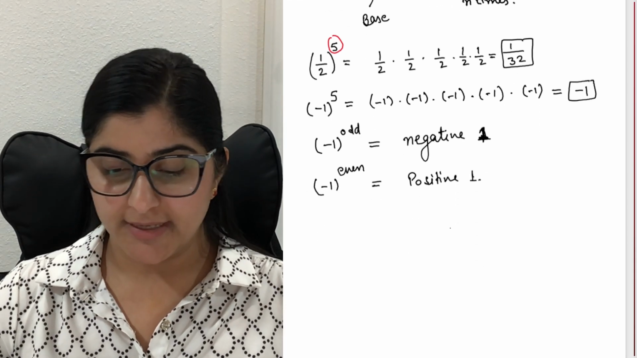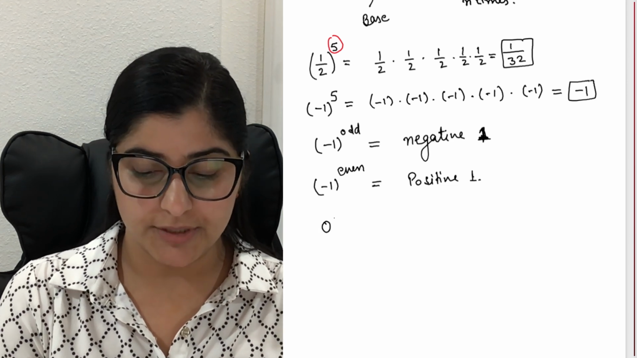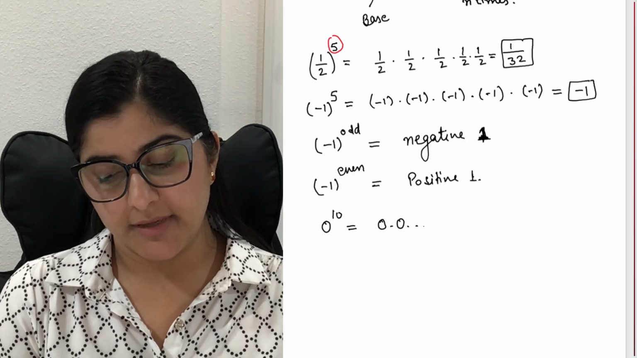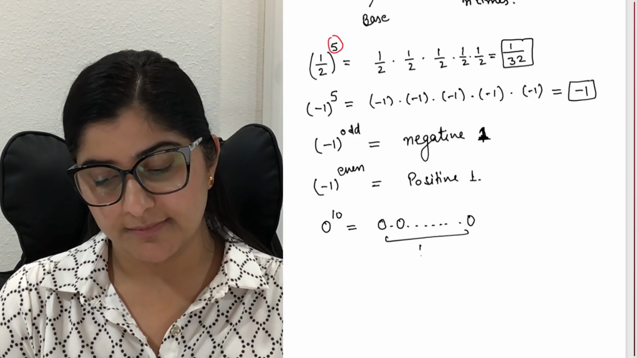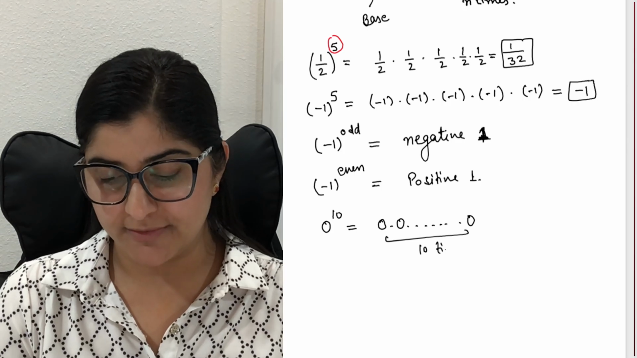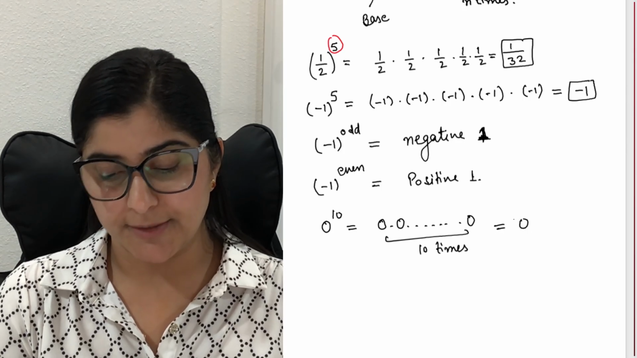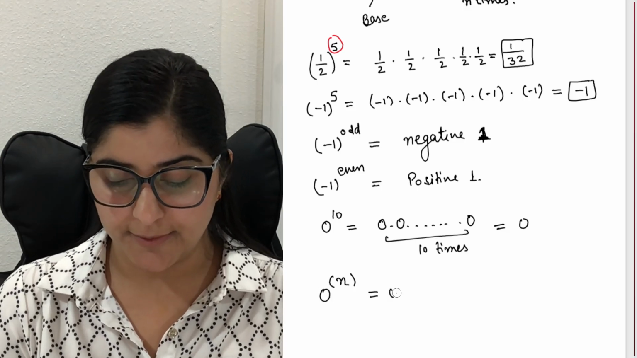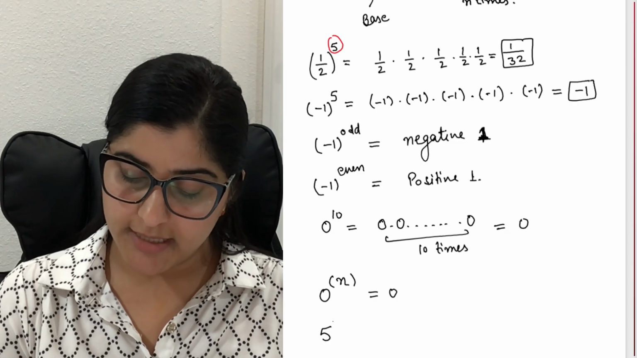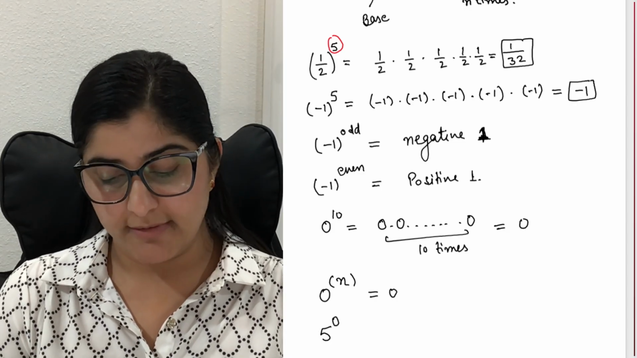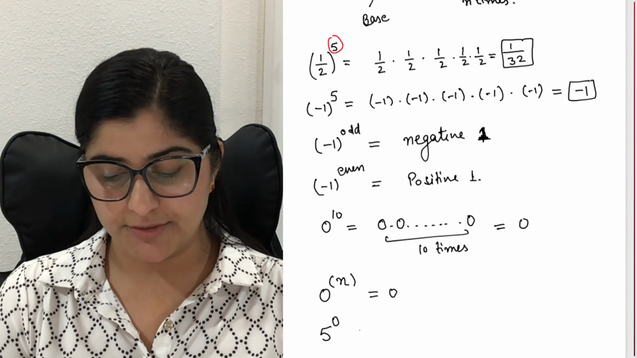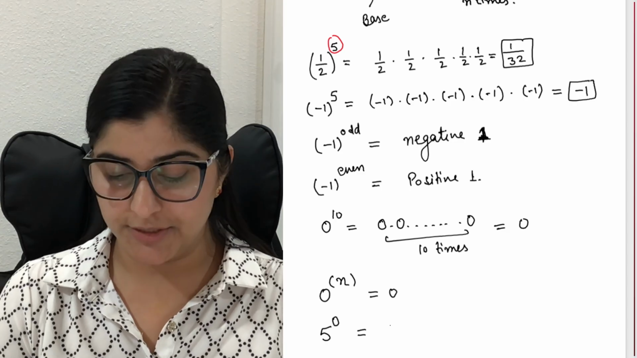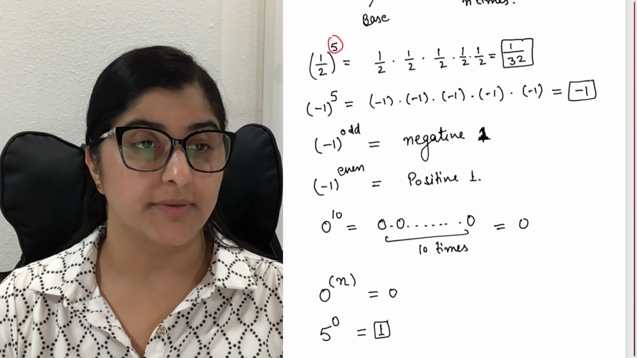So we have some special exponents. If you have 0 to any power, suppose 10, that means we are multiplying the base by itself 10 times. Doesn't matter what the exponent is, 0 times anything is 0. Correct? 0 to any power n is 0. And if you have 0 in the exponent, so 5 to the power 0, anything to the power 0, any non-zero number to the power 0, is always equal to 1. Remember that.